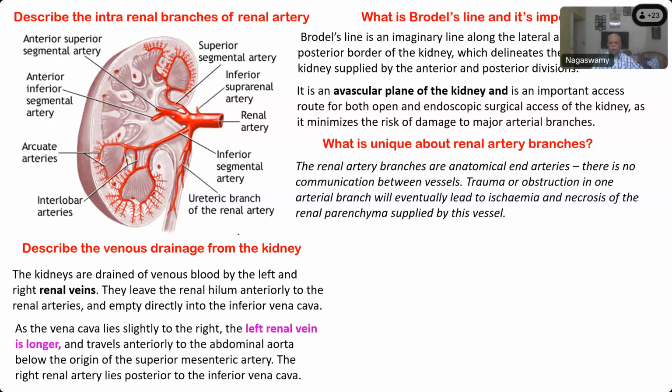So most of the branches are end arteries. They don't communicate with each other because it is mainly ending up as a filtration system, and then becomes a capillary. So it is almost like an end artery.